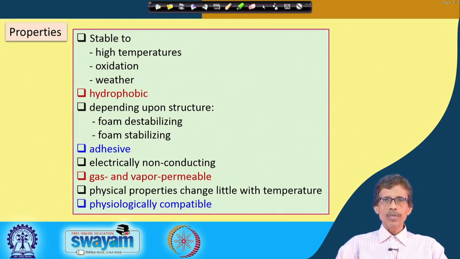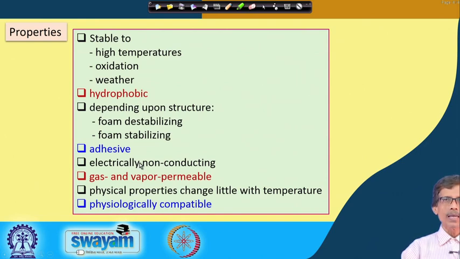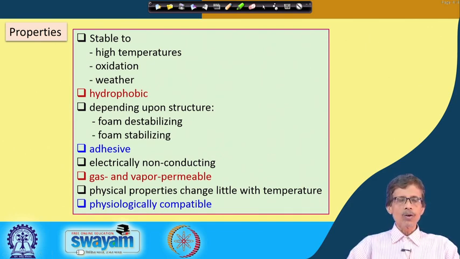So, you can have different types of structures, because you can have different types of cross linking, different types of chain arrangement or chain linearity. It depends on the structure, whether they act as foam destabilizing agent or foam stabilizing agent, if we use them as the foam material. Then you can also have usefulness as adhesive material. You can also have electrically non-conducting material, because these are polymeric materials, and they are not very useful for electrical or thermal conduction. It can reduce the conductivity and function as a good insulator.